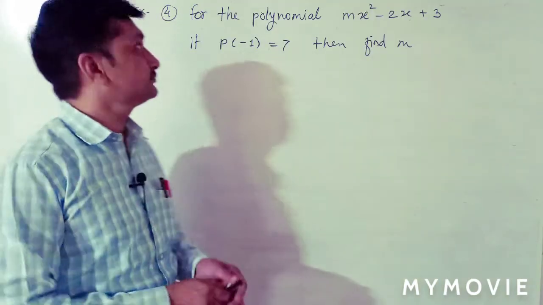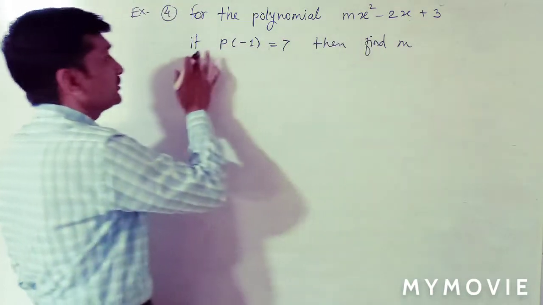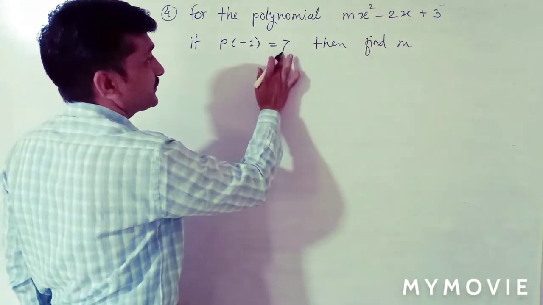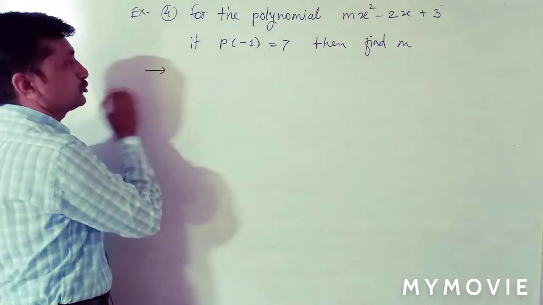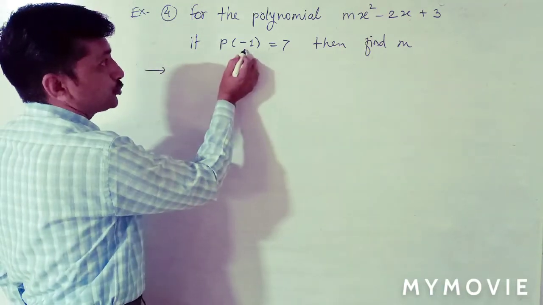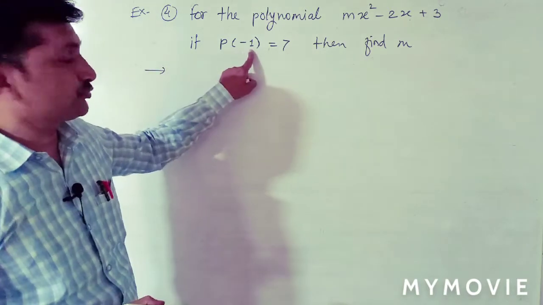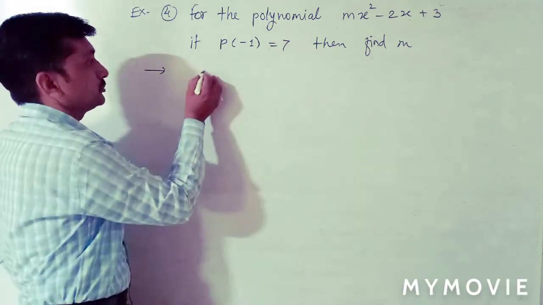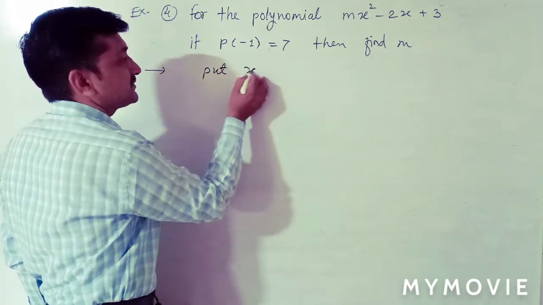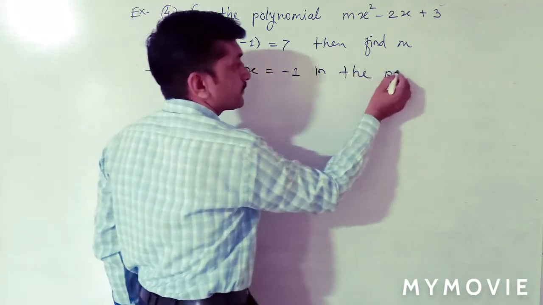Example number 4. For the polynomial m square minus 2m plus 3, if p of minus 1 is 7, find the m value. Now solution. We have to put x is equal to minus 1. Here p of minus 1 means x is equal to minus 1 we have to put. Put x is equal to minus 1 in the polynomial.